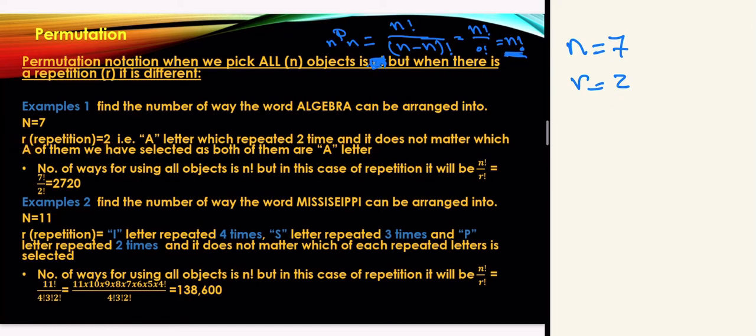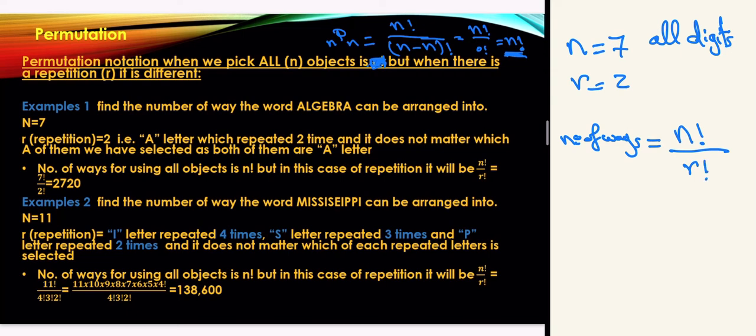Because we are using all digits, the formula should be n factorial, right? Yes, it remains the same, the number of ways remains in factorial, but we have to divide by R factorial, the number of repetitions. So in this case, we have the letter A repeated 2 times, and it doesn't matter which A came first.